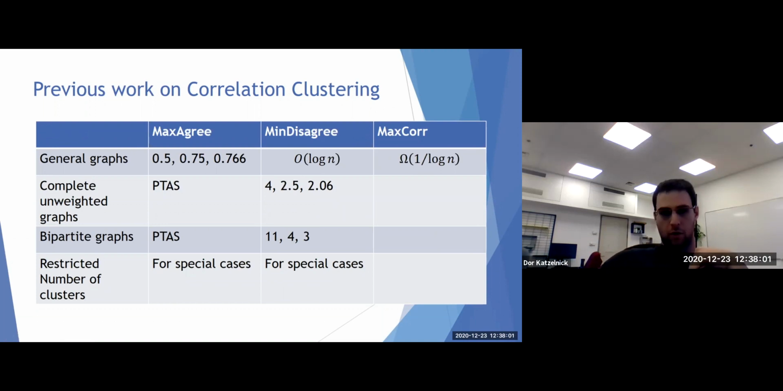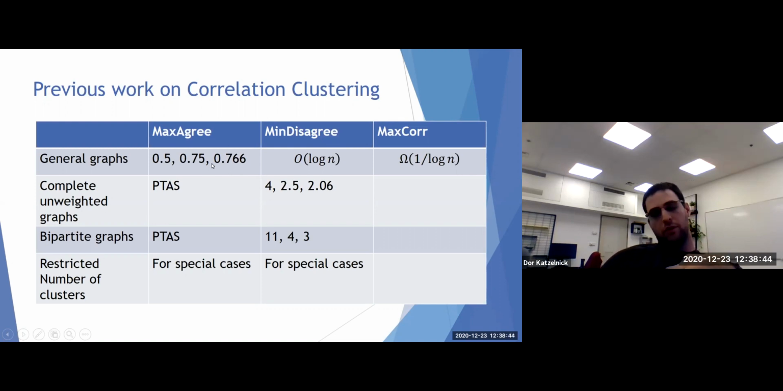Okay, so let's talk about some previous work in this model. There's actually quite a lot of work, and here I'm going to present just some of the most relevant work. Here I have some approximation algorithms for this problem. For example, for max agree, if you're given a general graph, it's very easy to find a half approximation. There's a very simple combinatorial algorithm. And you can even get a 3/4 plus some small constant approximation for max agree in general graphs.